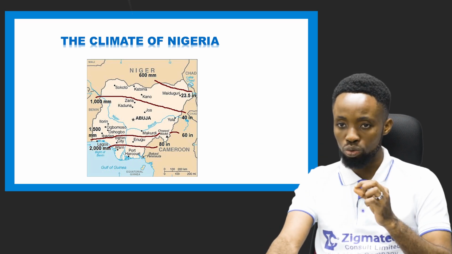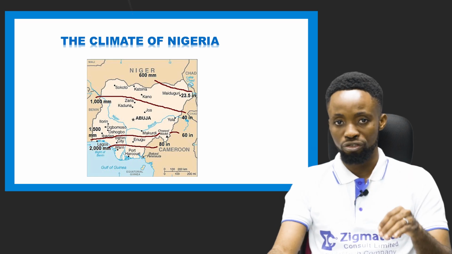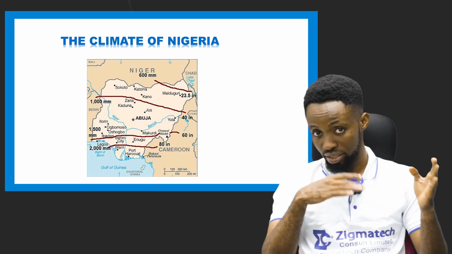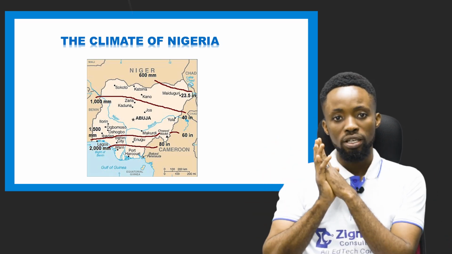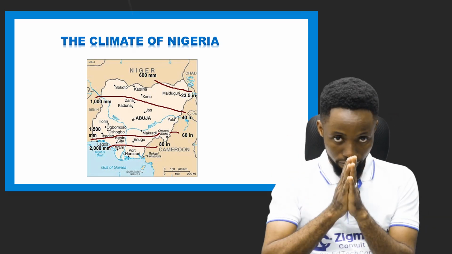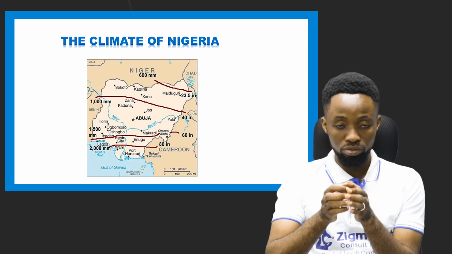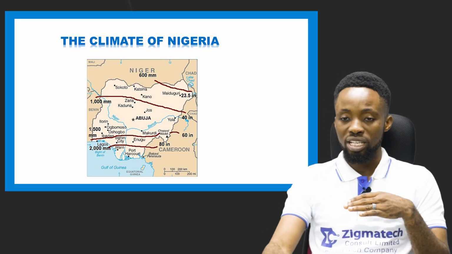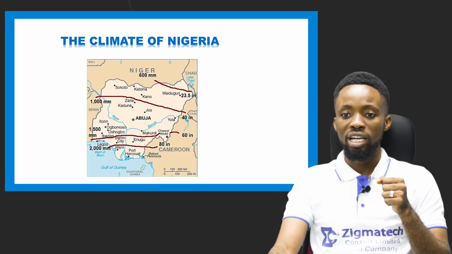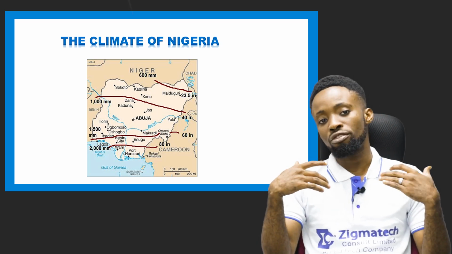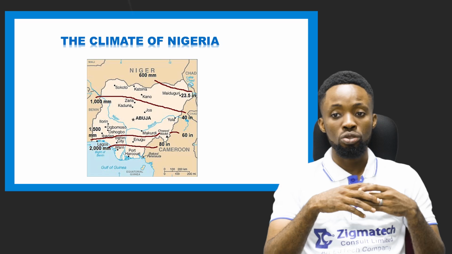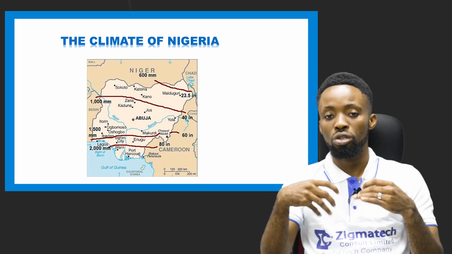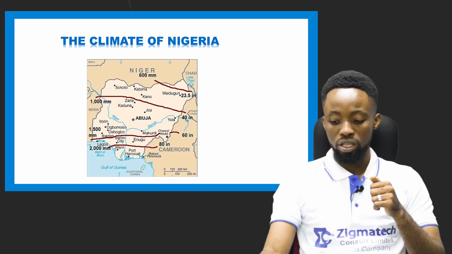Then if you come down to the tropical rainforest of Nigeria, rainfall is usually between 2,000 millimeter down to 1,500 millimeter. Then for the freshwater swamp and the mangrove swamp, which is at the southern part of Nigeria, the rainfall is usually from 2,000 millimeter and above. So that's the part of Nigeria where the climate experiences more rainfall, compared to other parts of the country.